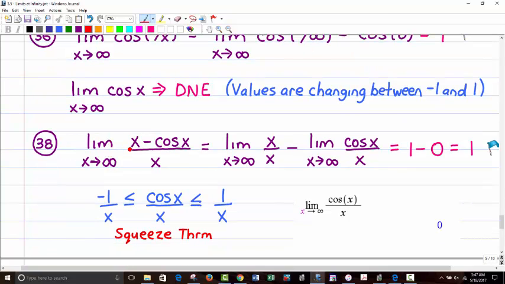How about this one? x minus cos x over x. We just split that up, and you have x over x and cosine of x over x. x over x will just be 1, and then cosine of x over x, same thing as sine of x over x, for the same exact reason.